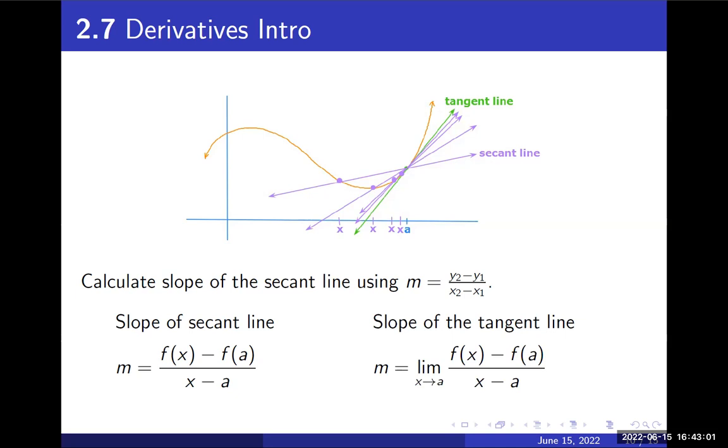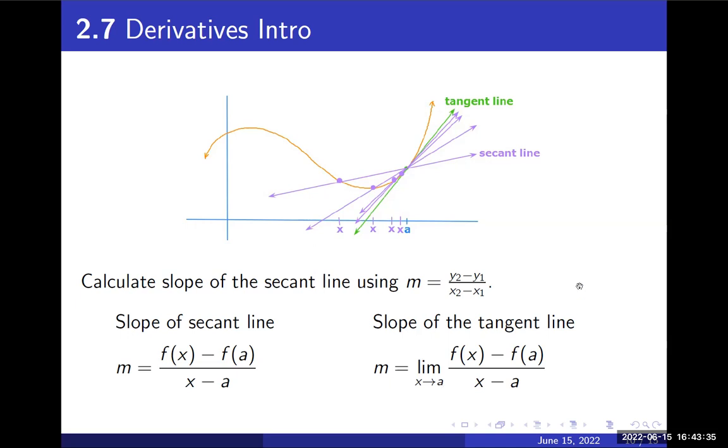The slope of the tangent line will be m equals the limit as x approaches a of f of x minus f of a over x minus a. Same formula for the slope of the secant line. All we've got to do is still perform the same calculation here, f of x minus f of a over x minus a, but now think of x as moving. It's like it's in motion and it's approaching a.